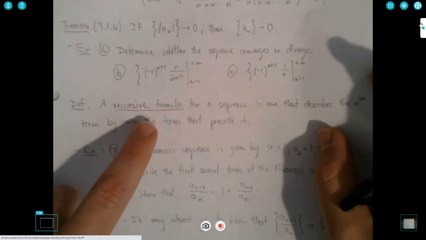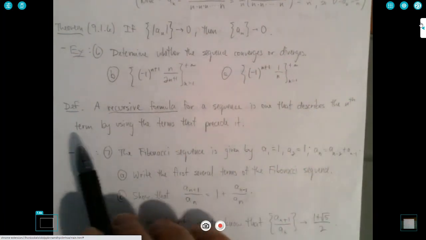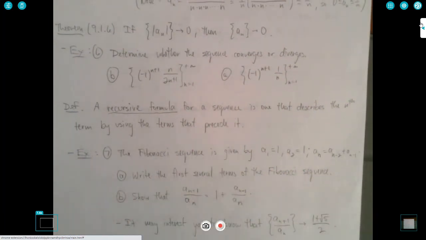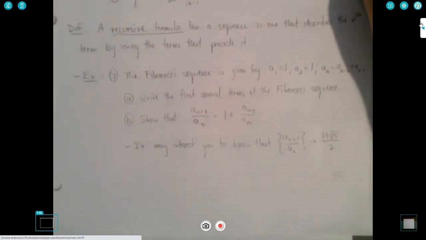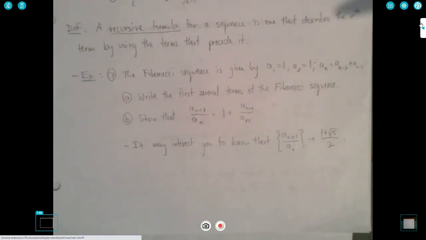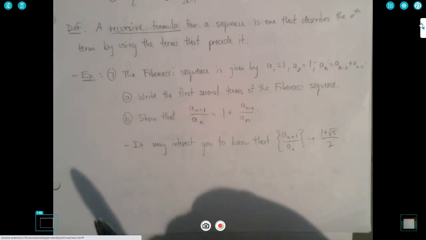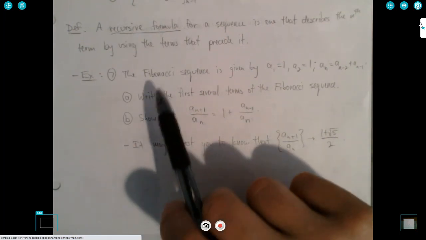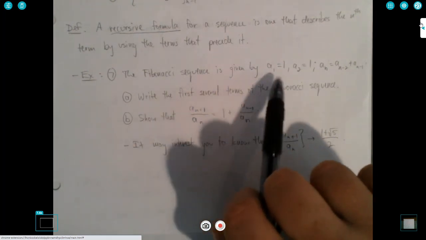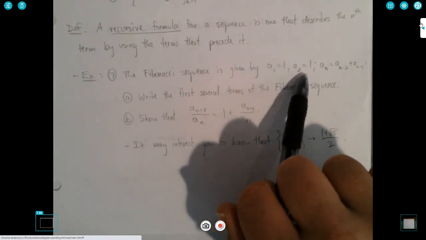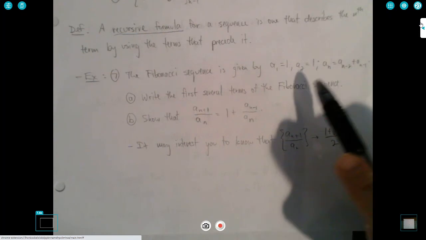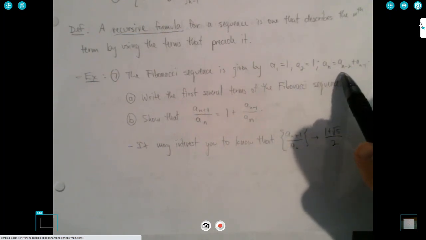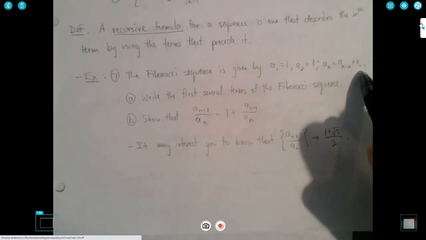Well, that's a recursive formula. A recursive formula for a sequence is one that describes the nth term by using the terms that precede it. A very famous example of a sequence given by a recursive formula is the Fibonacci sequence, which you may have heard of before. The Fibonacci sequence is given by this: the first term is 1, the second term is 1, and then every term after that is the term 2 before it plus the term 1 before it.